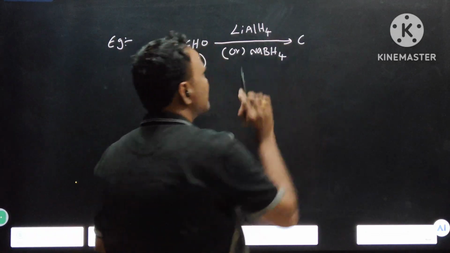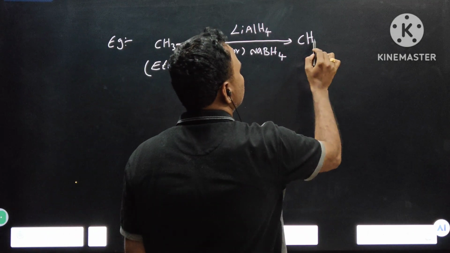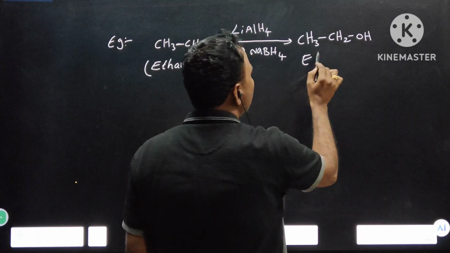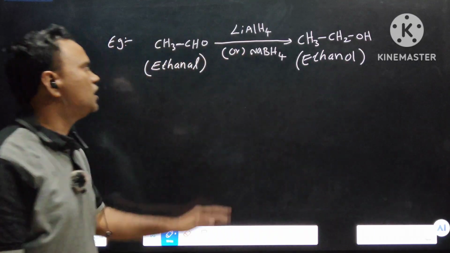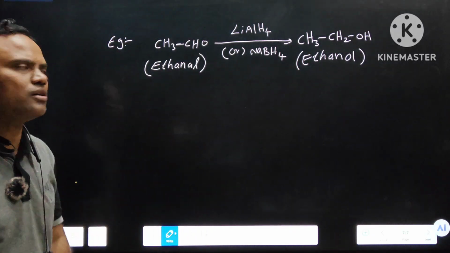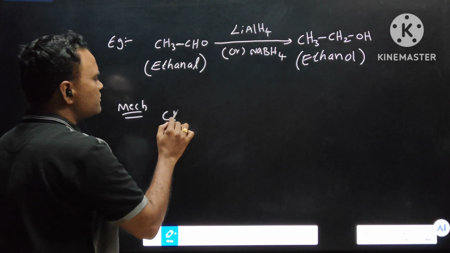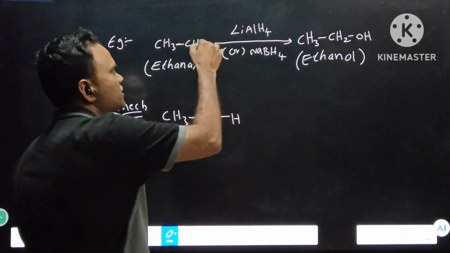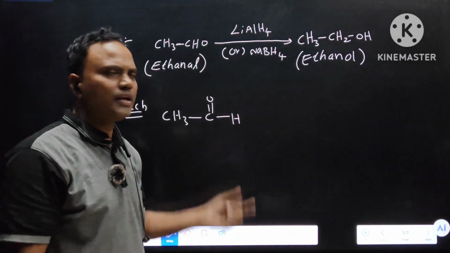See, this is a reducing agent, LiAlH4 or NaBH4. Ethyl alcohol, ethanol. See, ol stands for alcohol. Ethanal to ethanol. You know already the shortcut mechanism. What is the shortcut mechanism? Expand this. CH3CHO can be written like this. CHO can be written as C double bond O, H. Aldehyde can be expanded like this.